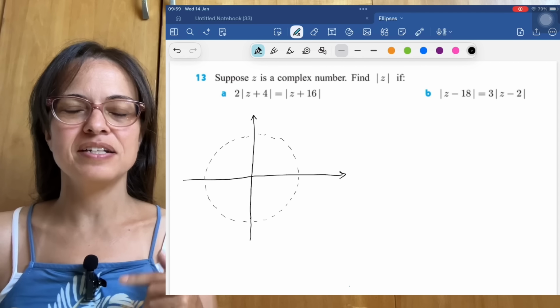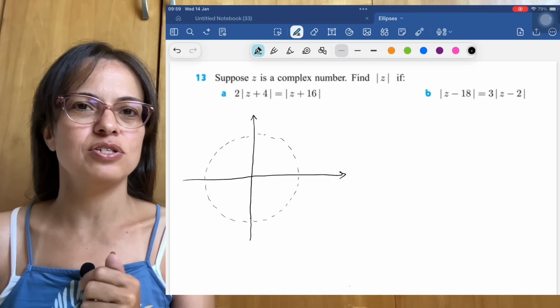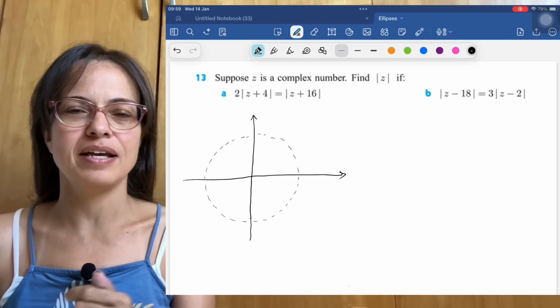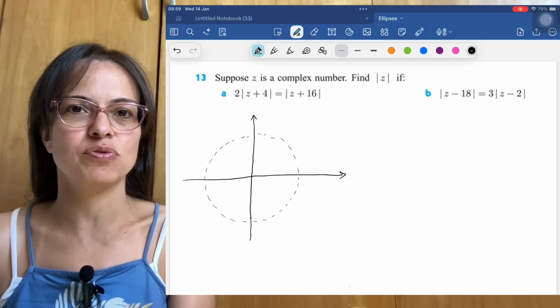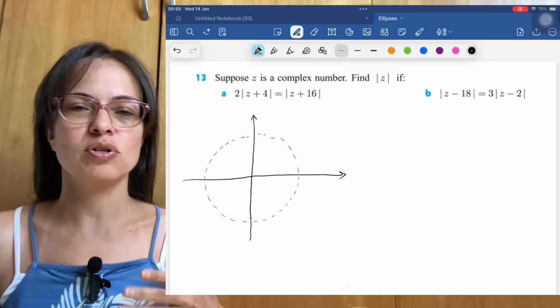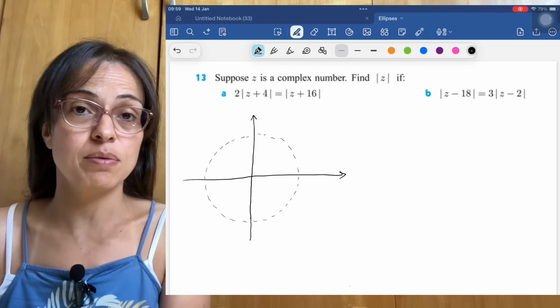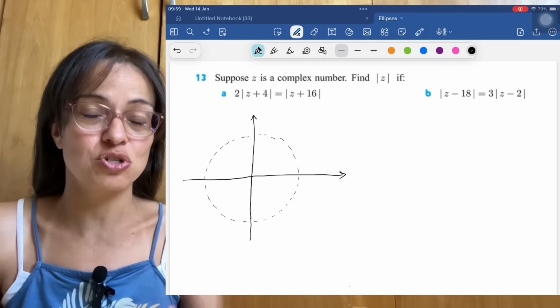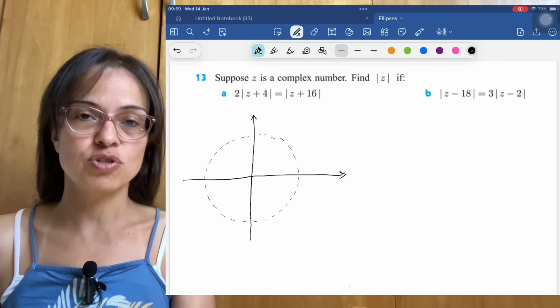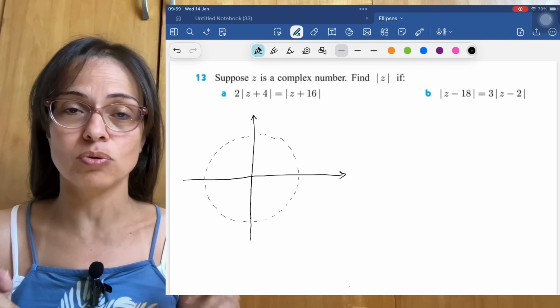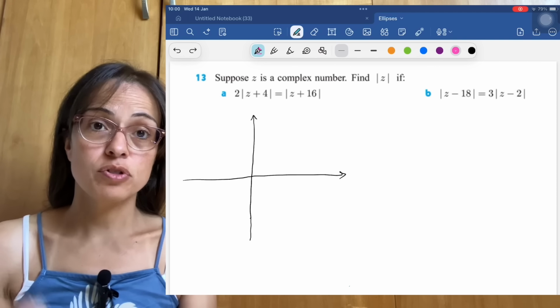Well, actually, he's not saying that much. When he says find the absolute value of z, he is not really implying that every z that has that same absolute value would be a solution. What he's actually implying is that all solutions that exist will have the same absolute value, so that the question makes sense in the way that it is phrased. But it does turn out to be a circle, as we will see. So we've talked about this before.